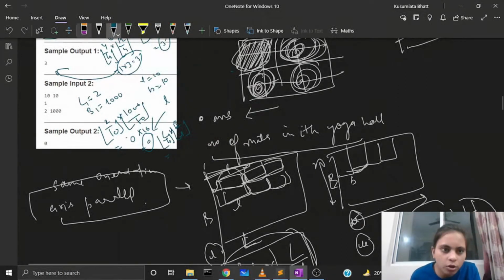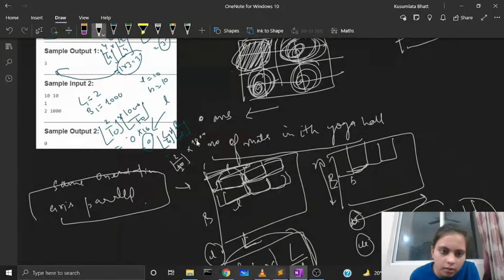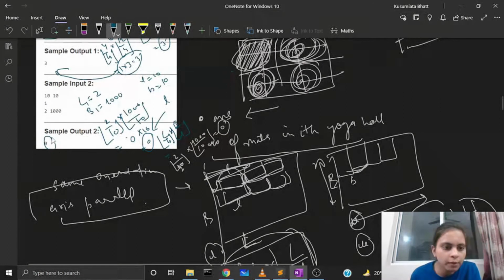So in this case also, capital L is 2 here and capital B is 10 here, and small b is 10 here, and capital B is 1000 and small l is 10. So in this case also it is 0, so we will take the maximum of both, which is 0 only, and we have only one room, so we will be giving 0 as answer here.